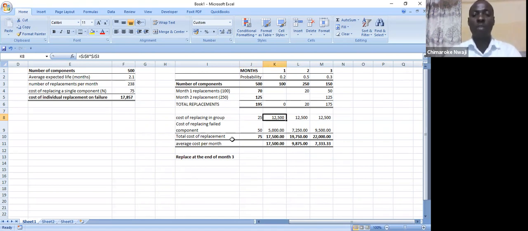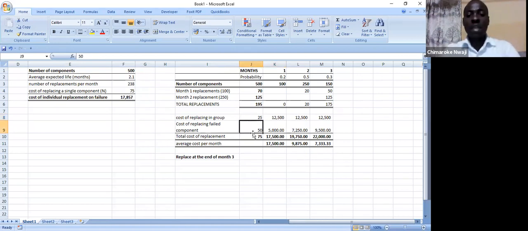So if you want to replace in month 1, we are replacing the whole 500. So 25 naira times 500, because 500 components are being used, gives 12,500. In month 2, if there is a failure, you go ahead and replace the whole 500. And in month 3, you replace the whole 500. You will be getting the same figure, 12,500, in month 1, month 2 and month 3.